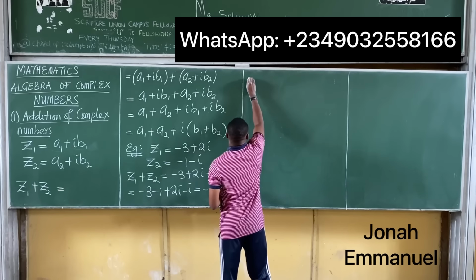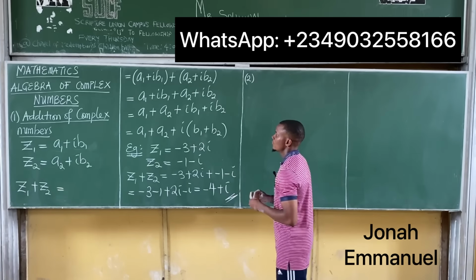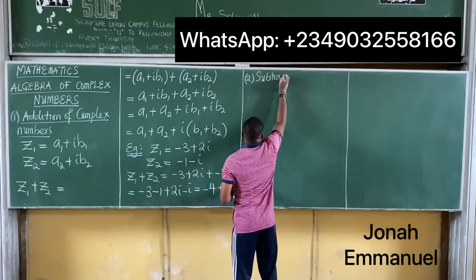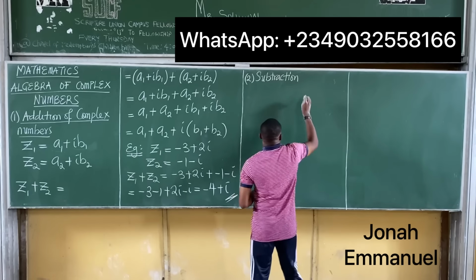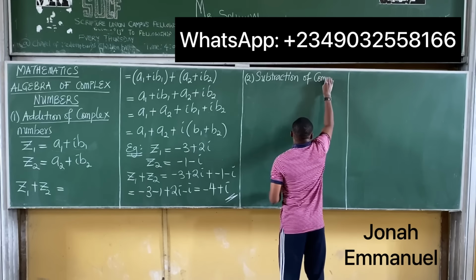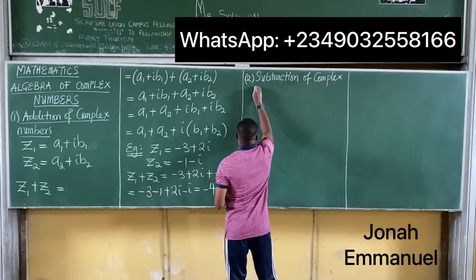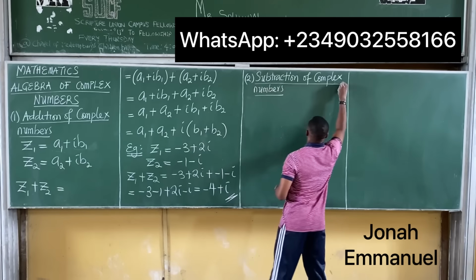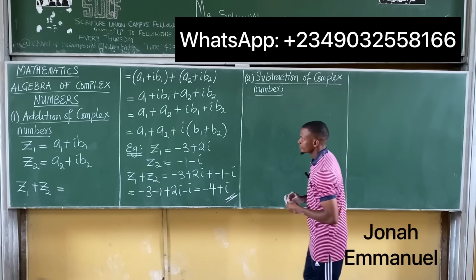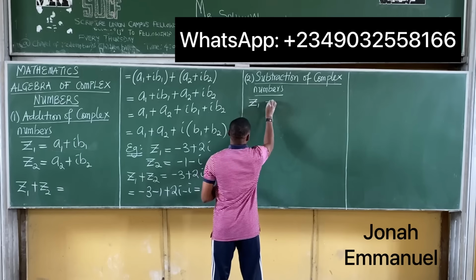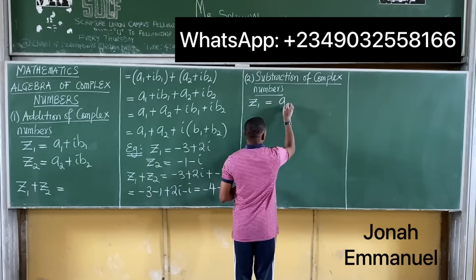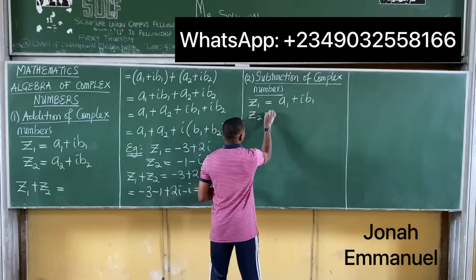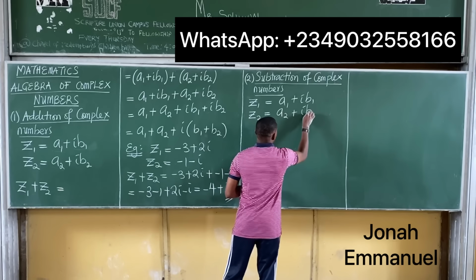Let's look at the second algebra of complex numbers, which is subtraction. Subtraction of complex numbers. All right. Let's have z1 being equal to a1 plus ib1, and z2 being a2 plus ib2.